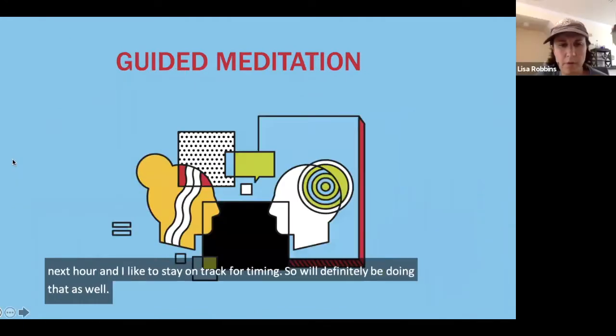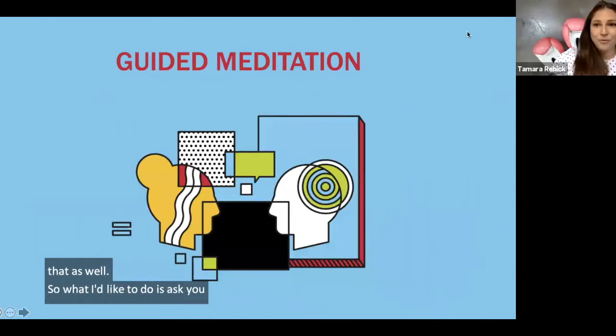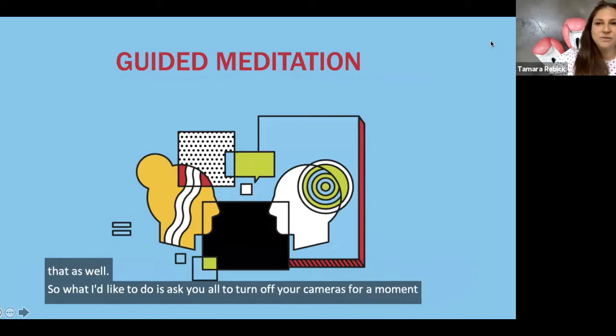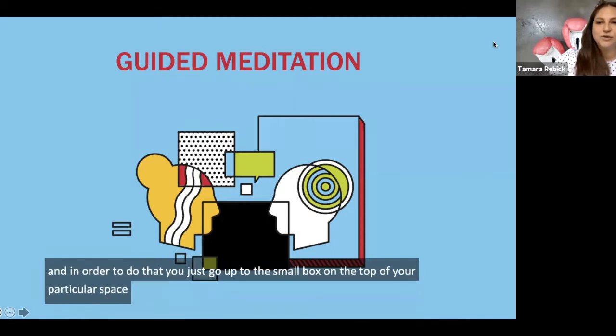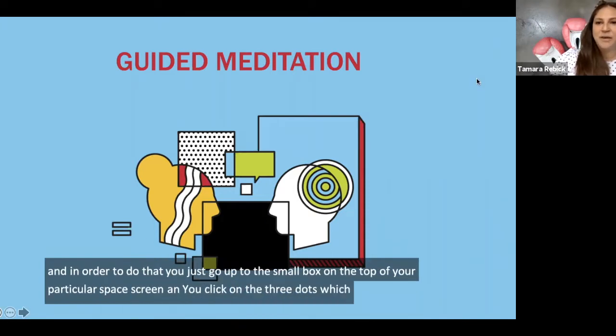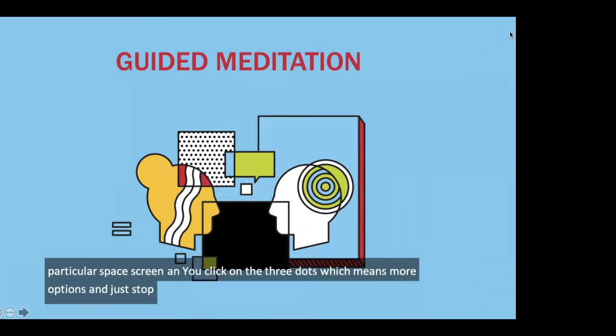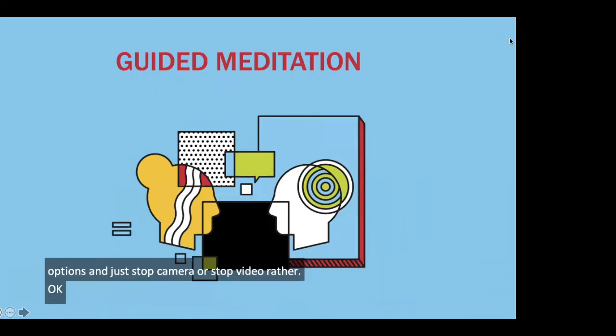So what I'd like to do is ask you all to turn off your cameras for a moment. And in order to do that, you just go up to the small box on the top of your particular space screen, and you click on the 3 dots, which means more options, and just stop camera, or stop video rather. Okay, so just turn off your videos for a moment.